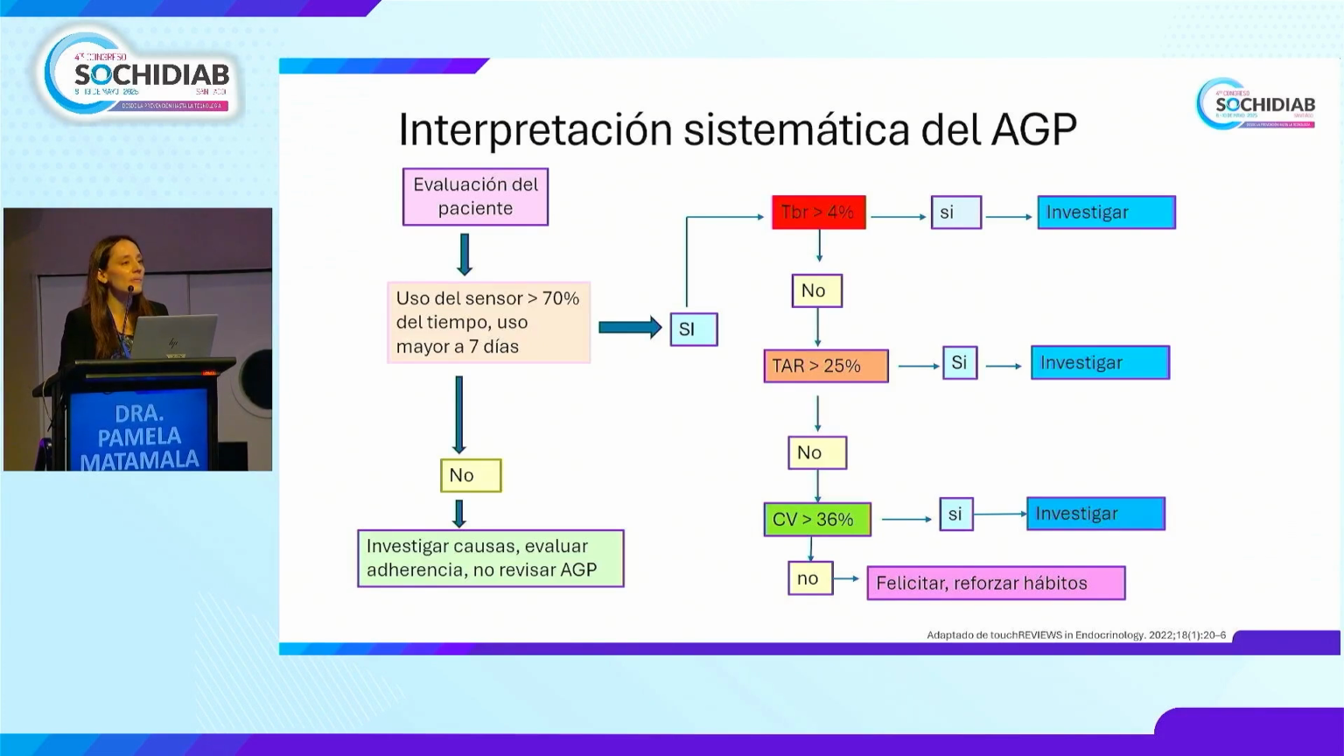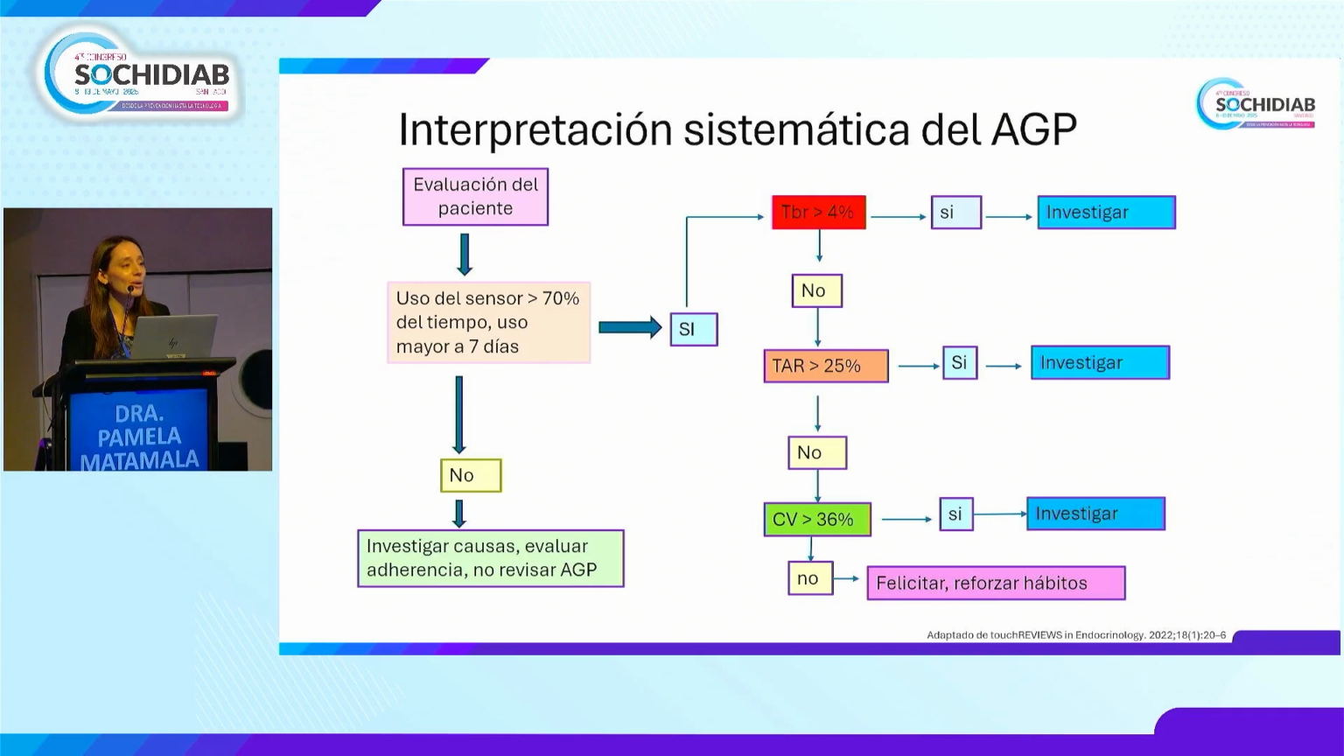For the systematic interpretation of the profile, first we must assess the patient, and we have to see if the use of the sensor is over 70% and for more than 7 days. If that is so, the profile can be assessed. If not, you have to look for the causes and see the compliance of the patient, but do not base your assessment on the profile because it can lead to errors.